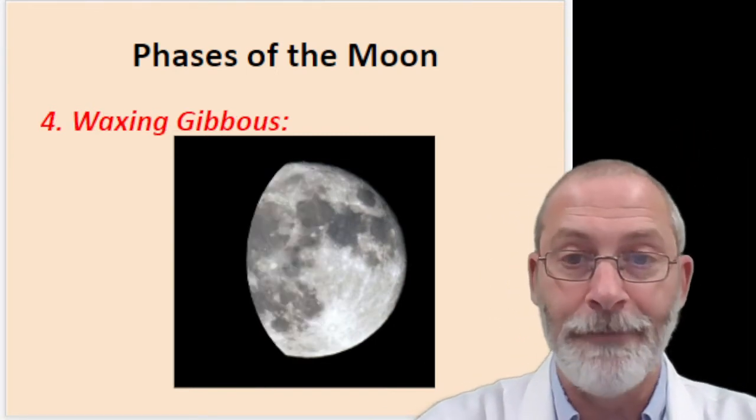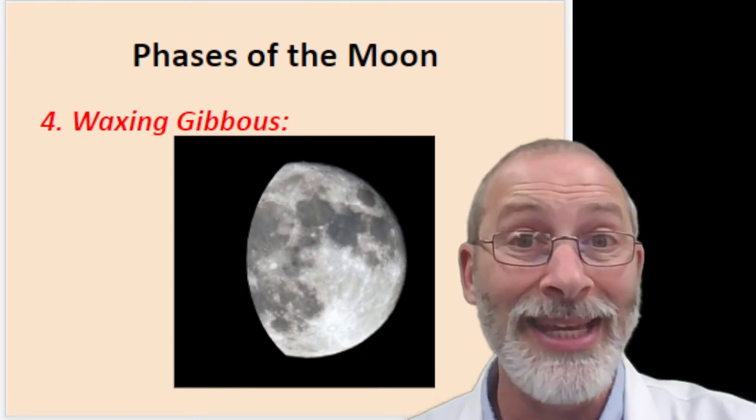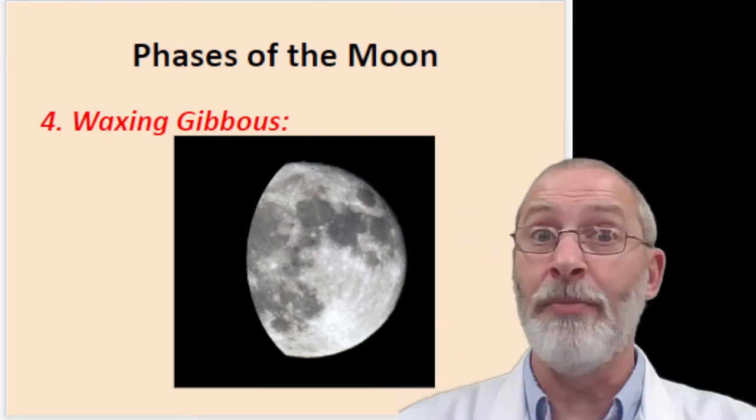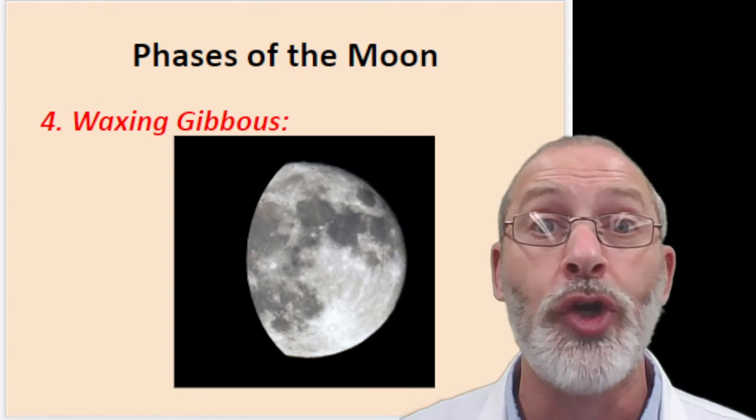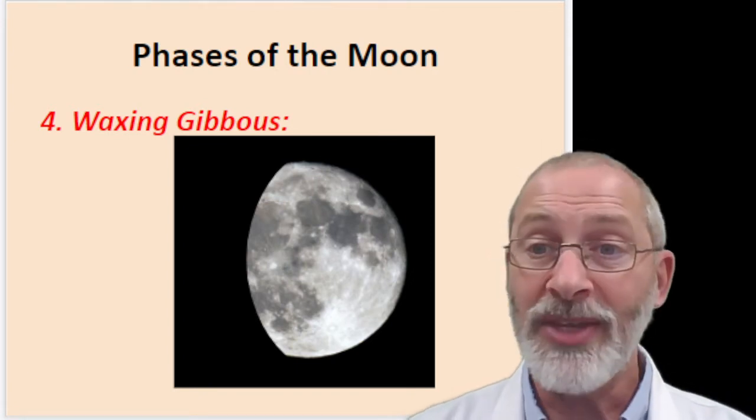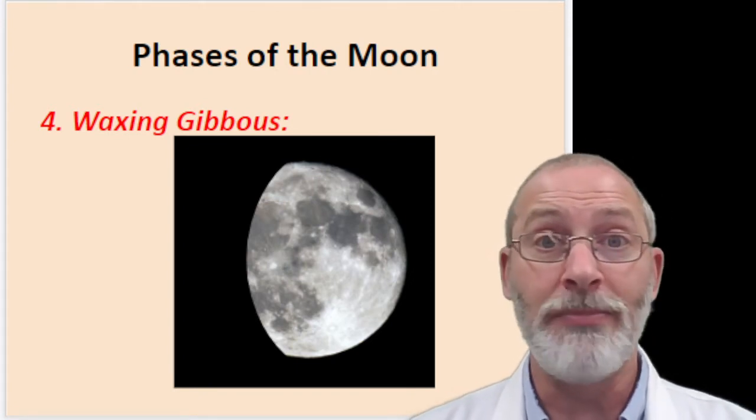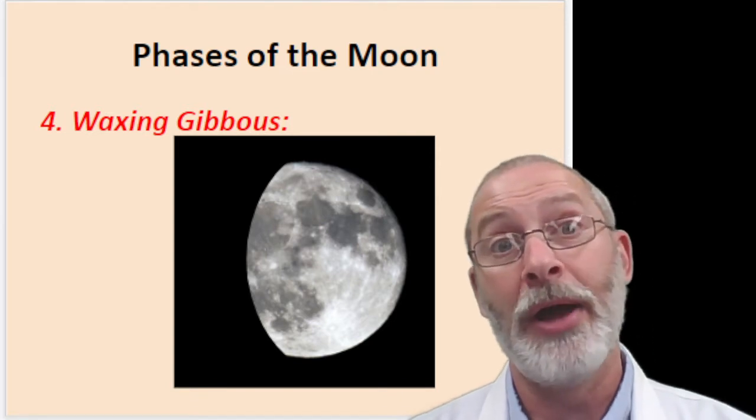But let's continue. Here's the waxing gibbous. Remember waxing? It's getting brighter. It's getting closer to full moon. The waxing gibbous, the word gibbous just means it's almost a circle, but not quite yet.